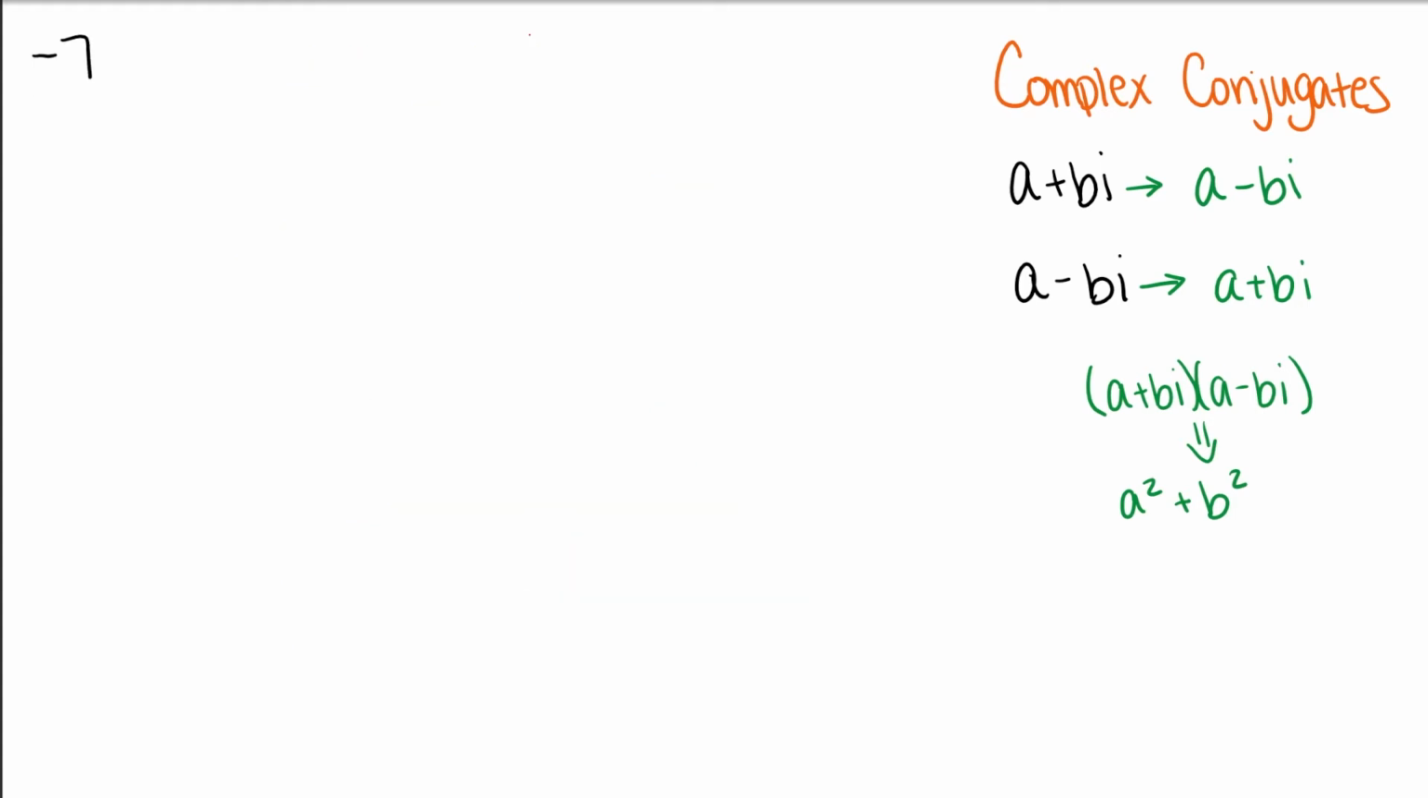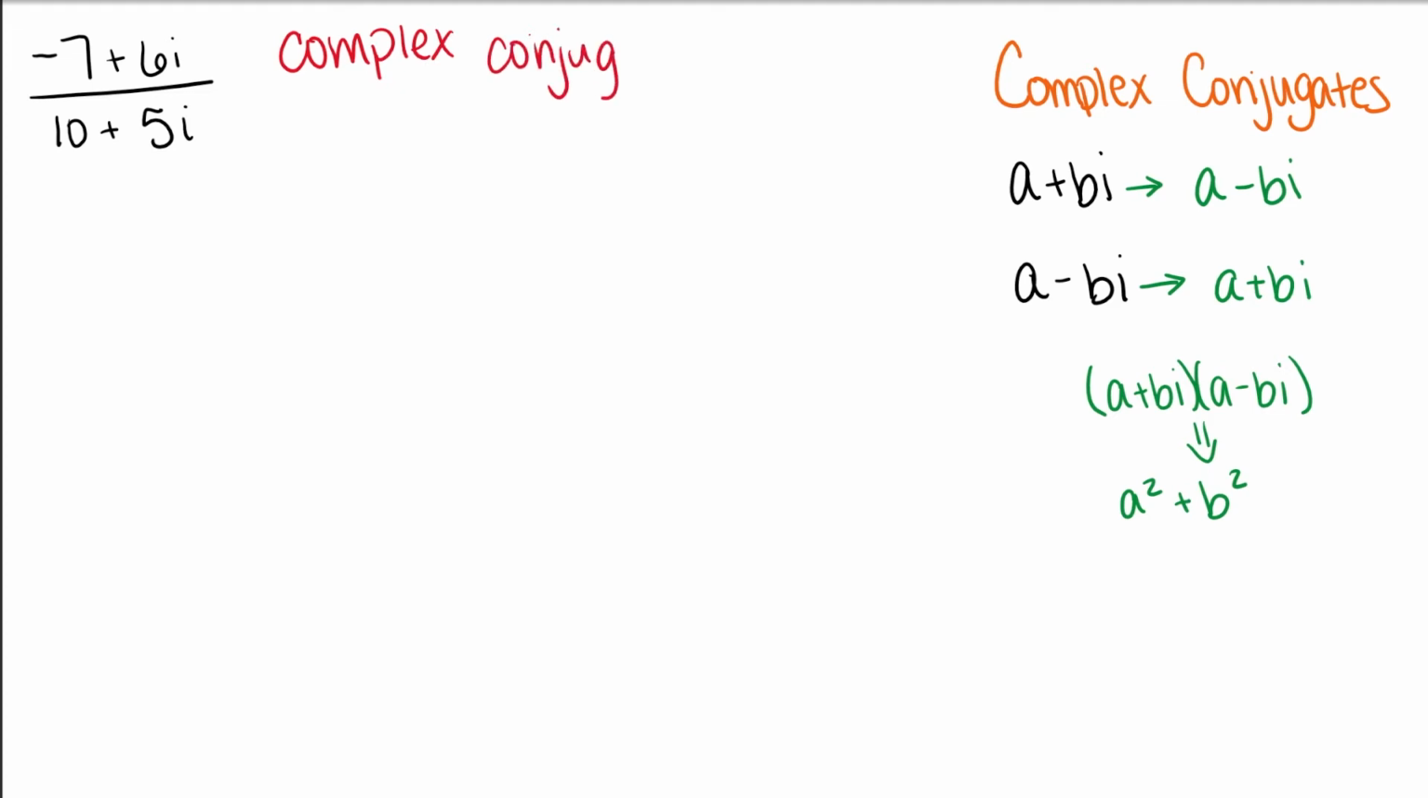Next we have negative 7 plus 6i over 10 plus 5i. Our complex conjugate is going to be 10 minus 5i. Since we have 10 plus 5i in our denominator, we're just going to change that sign, and the conjugate is 10 minus 5i. So we'll multiply our numerator and our denominator by that complex conjugate.